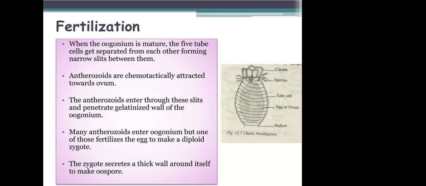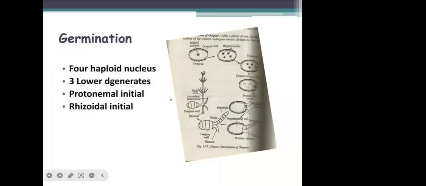Next is the germination of the oospore. The oospore germinates after a period of rest. The nucleus divides by meiotic divisions to produce 4 haploid nuclei. The oospore divides into 2 unequal cells. The upper cell is small and uninucleate, the lower one is large with 3 nuclei. These 3 nuclei later degenerate.